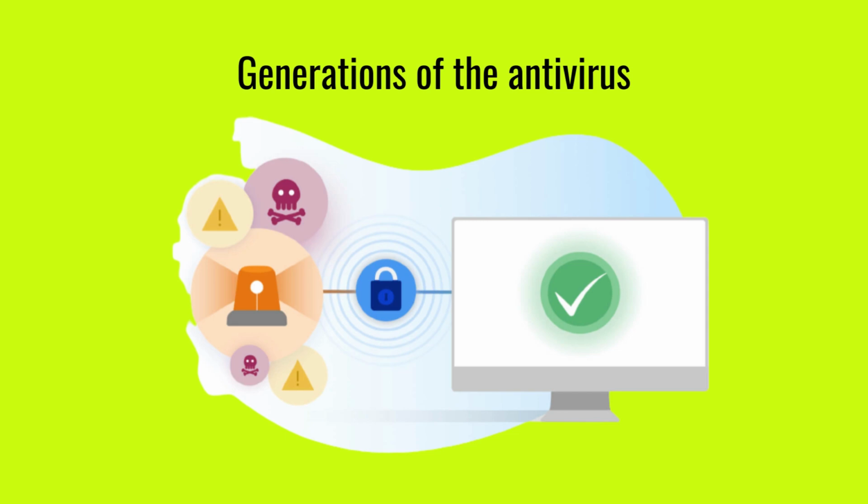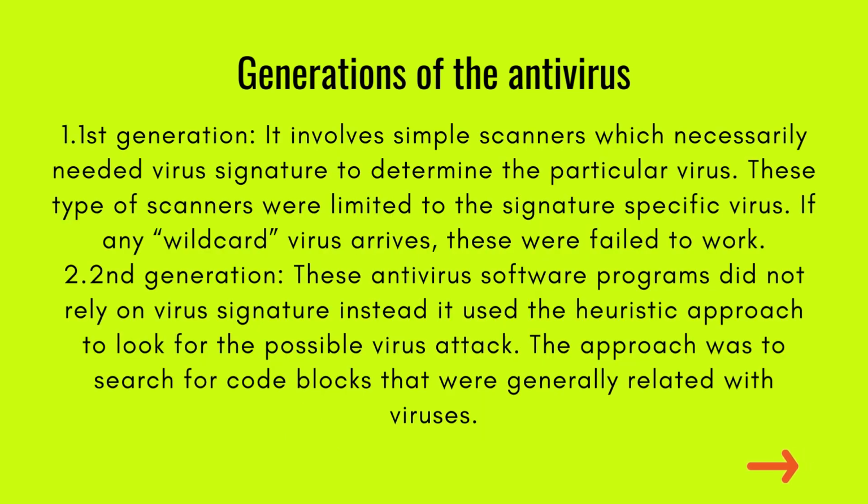Generations of the antivirus. Number 1. First generation. It involves simple scanners, which necessarily needed a virus signature to determine the particular virus. These types of scanners were limited to signature-specific viruses. If any wildcard virus arrives, they failed to work.